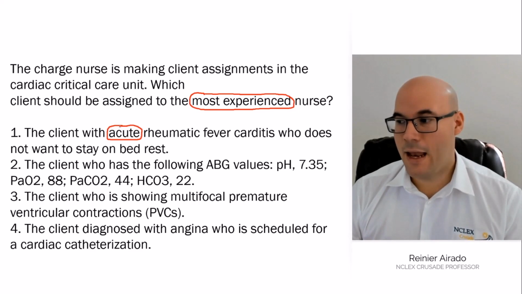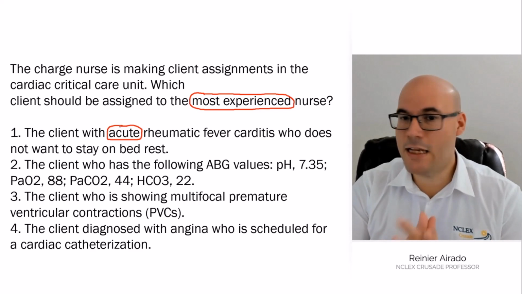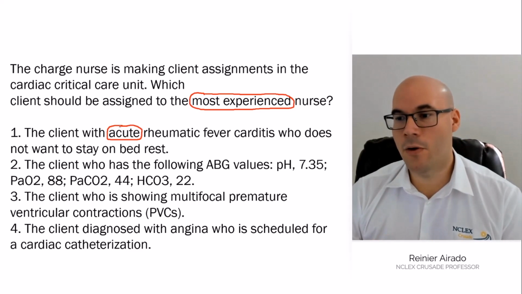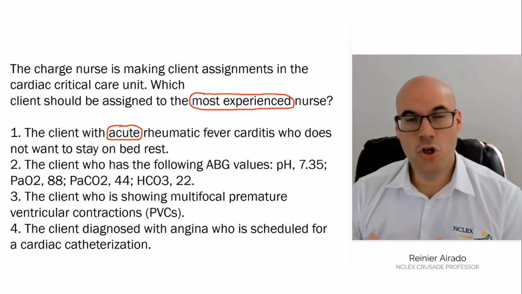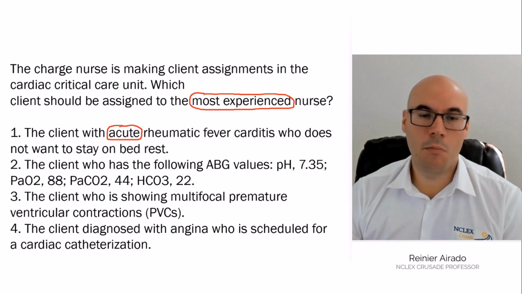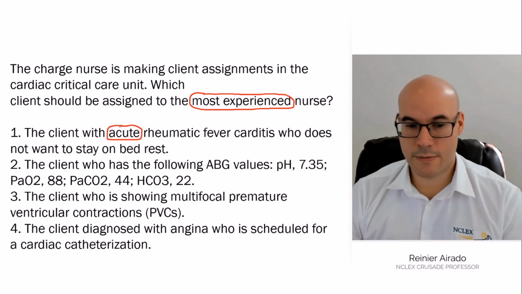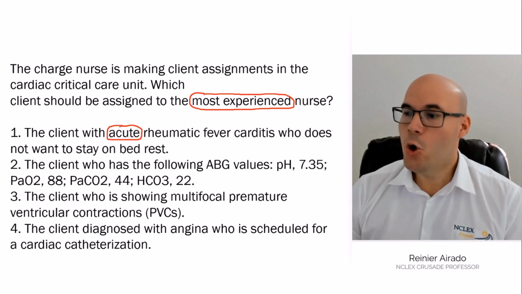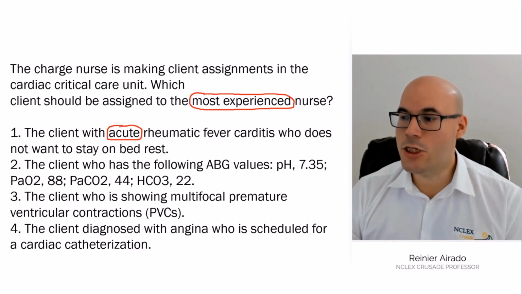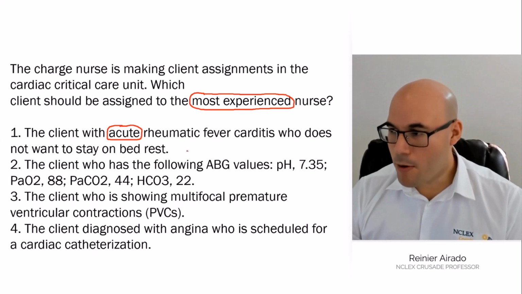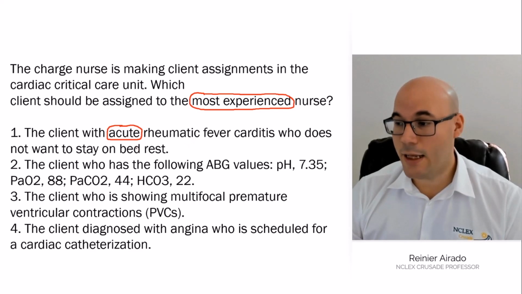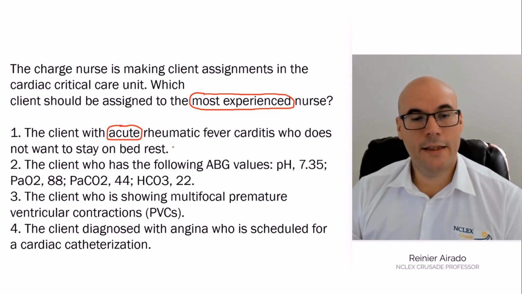A client that has an acute condition, something that is going on right now, or a client that was diagnosed several months ago with a chronic condition. Usually acute conditions take more priority than chronic conditions. So number 1 is an acute rheumatic fever carditis, but listen to the problem. The problem comes after the fact. It says, who does not want to stay on bed rest? So his problem is that he needs to stay on bed rest and he decides not to. So this patient needs teaching.